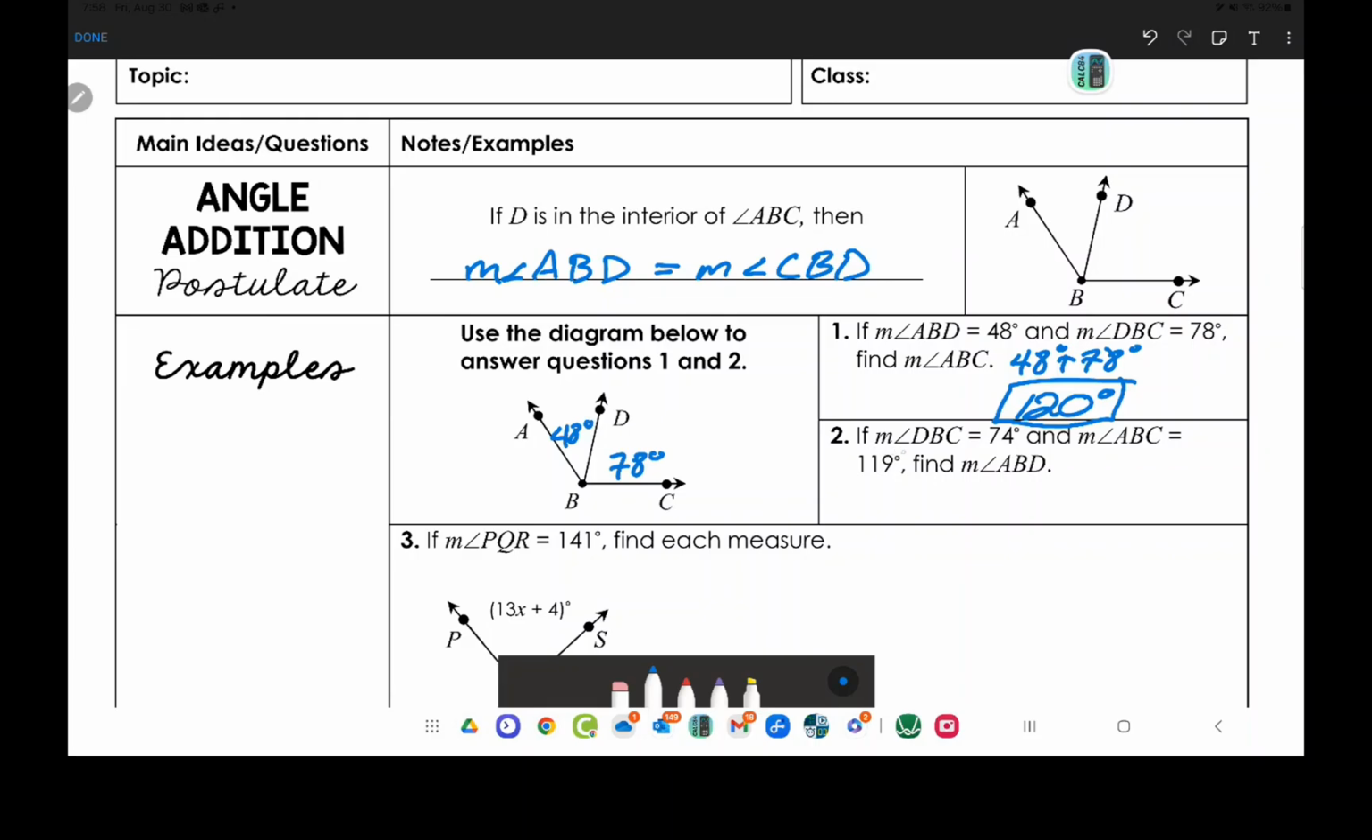All right, DBC is 74 degrees, and the entire angle here is 119 degrees. Well, the difference, 119 minus 74, is 45 degrees.